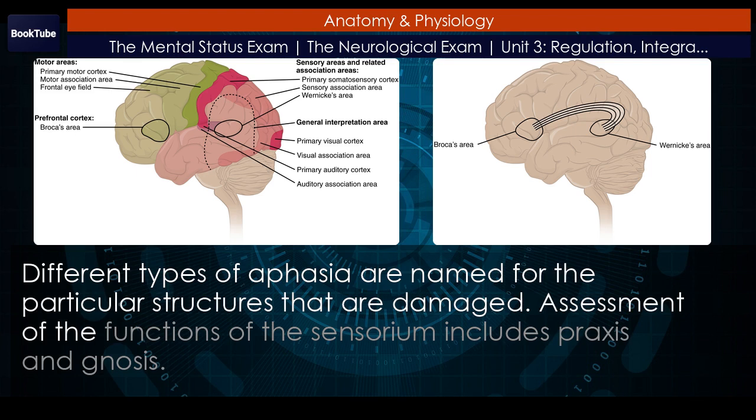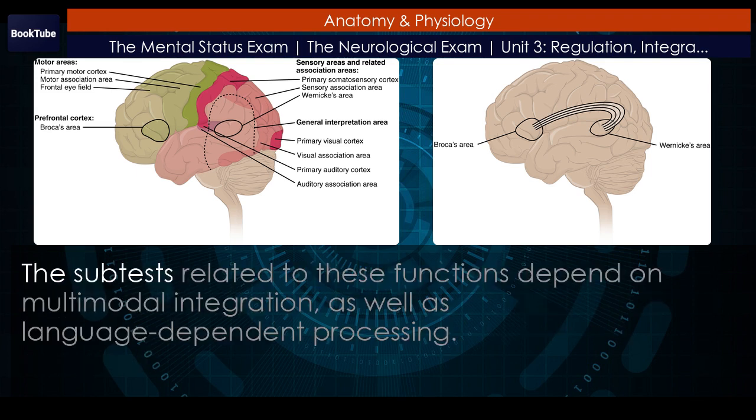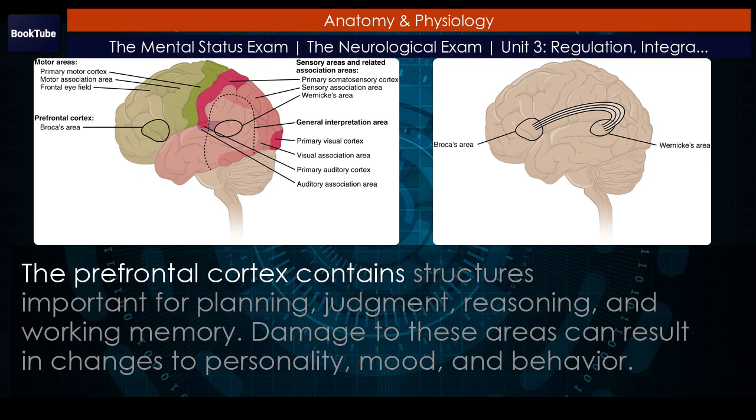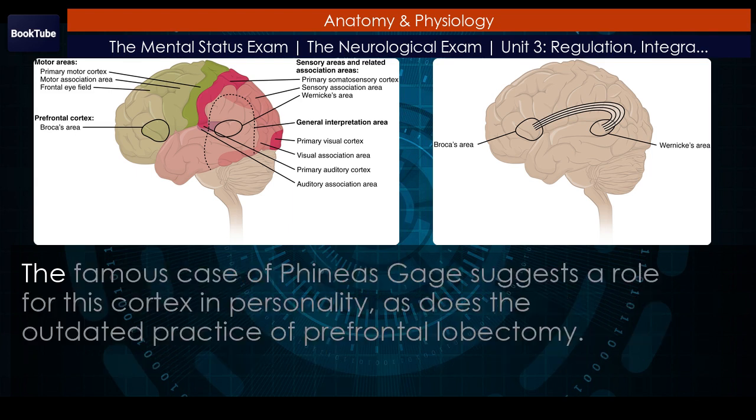Assessment of the functions of the sensorium includes praxis and gnosis. The subtests related to these functions depend on multimodal integration, as well as language-dependent processing. The prefrontal cortex contains structures important for planning, judgment, reasoning, and working memory. Damage to these areas can result in changes to personality, mood, and behavior. The famous case of Phineas Gage suggests a role for this cortex in personality, as does the outdated practice of prefrontal lobectomy.